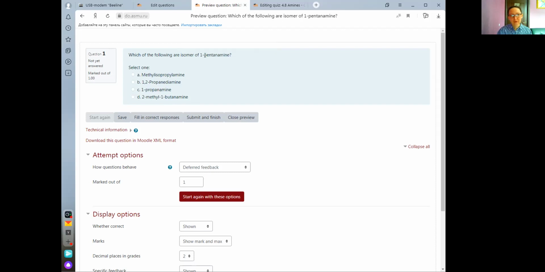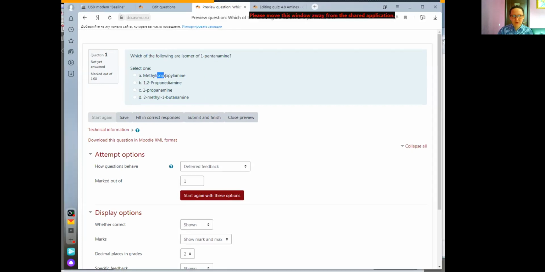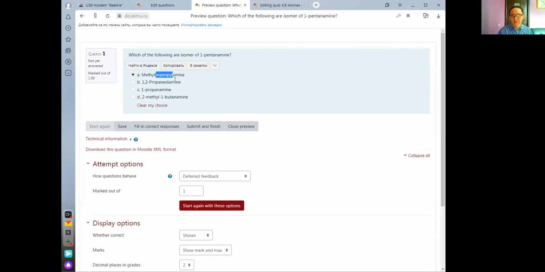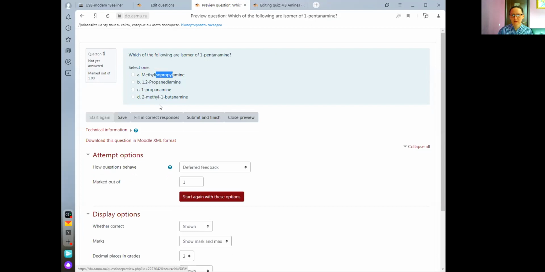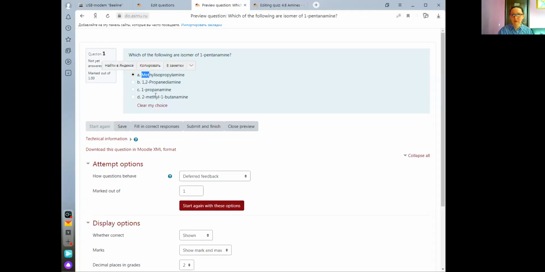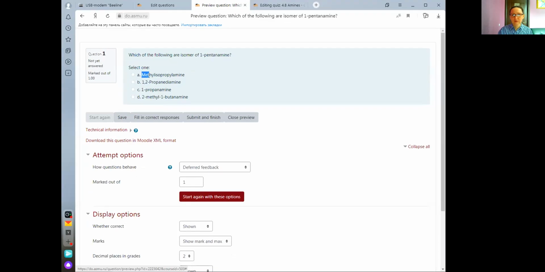But for this simple example, we can simplify our way of identifying. Pent means 5 carbons. When you look at variant A, you can see isopropyl, it's prop, 3 carbons, and methyl, another 1 carbon, it's 4. 3 and 1 will be 4, but we must have pent. It means variant A is wrong.